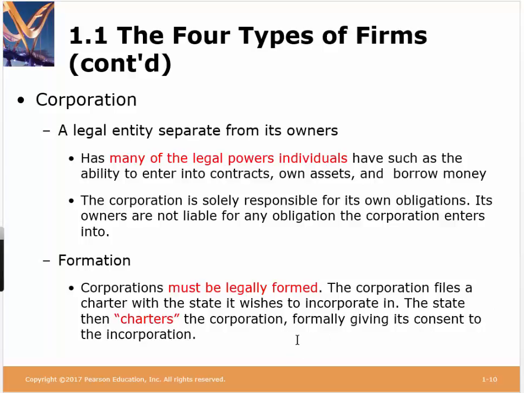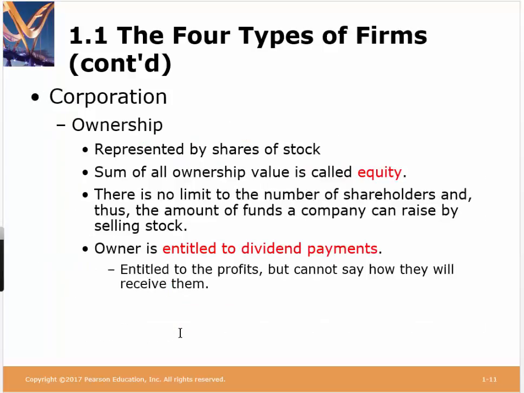Corporations have to be legally formed. They create something called a charter, and this charter then enables them to do business in a certain way. The charter essentially sets up the rules of how corporations can act. The ownership of a corporation, as you know, is represented by shares of stock. The sum of all this value is called equity, and there's no limit to how many shareholders you can have.